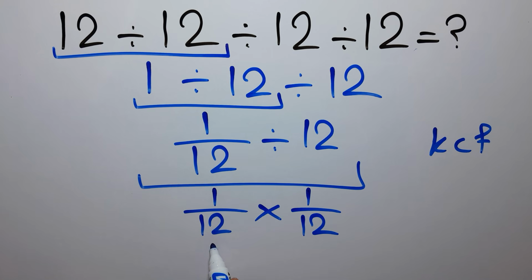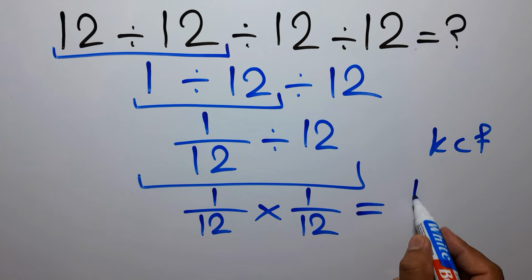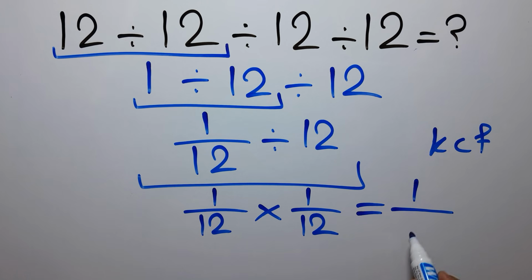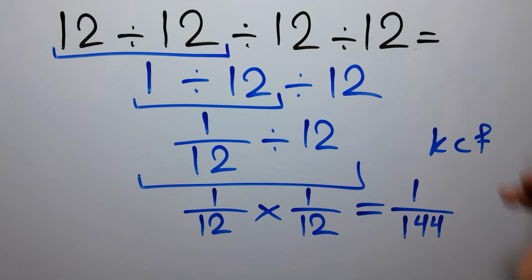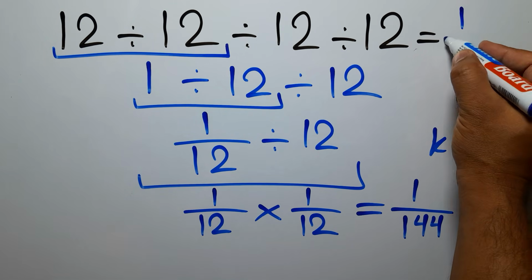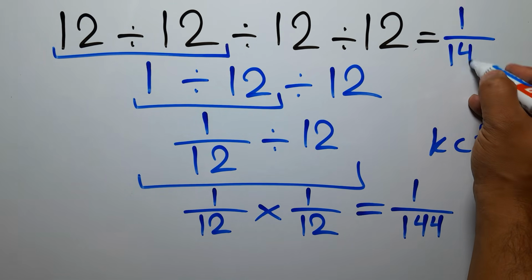So we have 1 over 12 times 1 over 12, which equals 1 times 1 gives us 1. So 1 over 12 times 12 equals 144. So we have 1 over 144. And this is our final answer to this problem. The correct answer is 1 over 144.